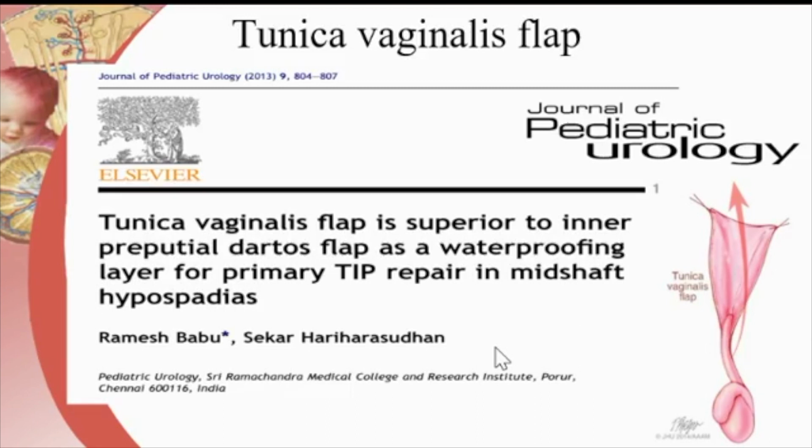So we started using tunica vaginalis flap, and we felt that in a midshaft and proximal hypospadias, if you are doing a tip repair, then you are probably better off doing a tunica vaginalis flap, which is basically a flap based on the blood supply from the external spermatic fascia. The external spermatic fascia along with the tunica vaginalis is taken. So it has a continuous blood supply from the artery to the vas and other things.